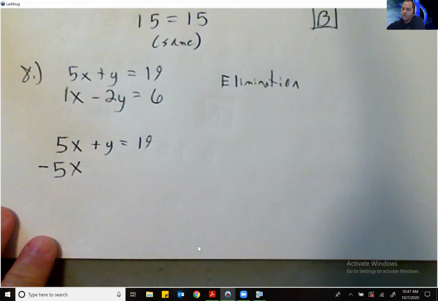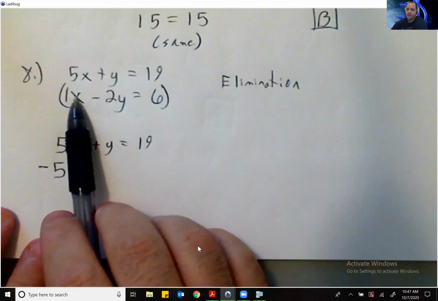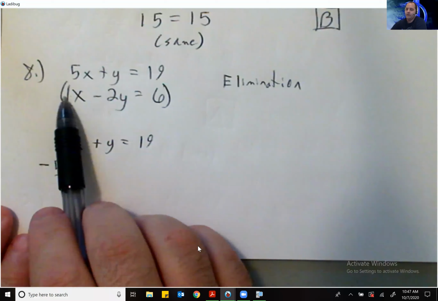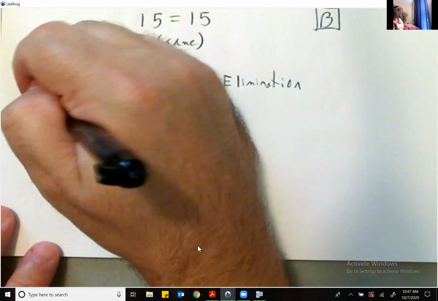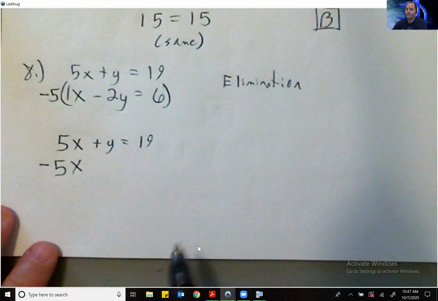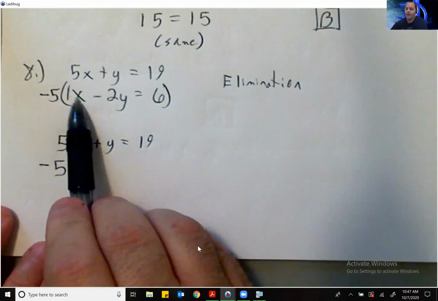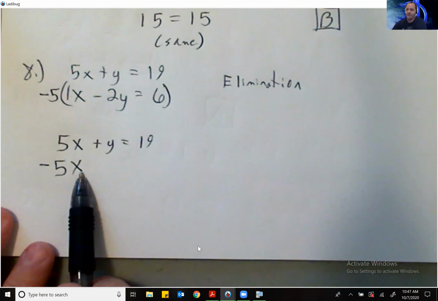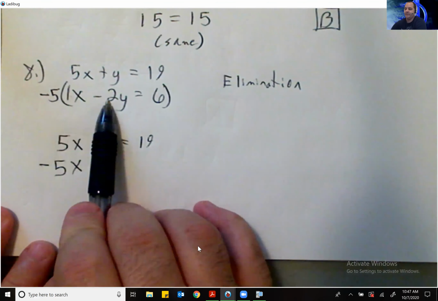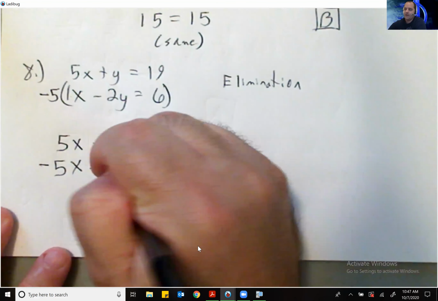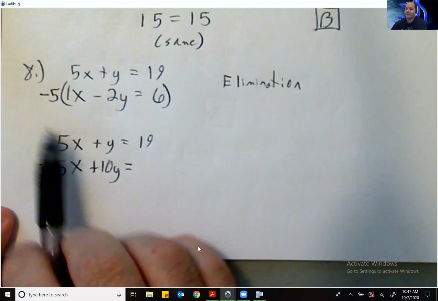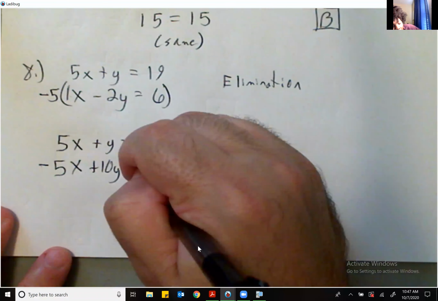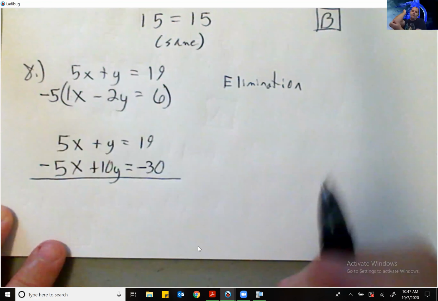But now we got to multiply this equation. So what times 1 will give me the negative 5? Negative 5. Yeah. Just multiply that bottom equation by negative 5. Because negative 5 times 1x gives me negative 5x. We knew that was going to happen. Negative 5 times negative 2y, positive 10y. And then negative 5 times the 6. Negative 30. And then now what do we do?